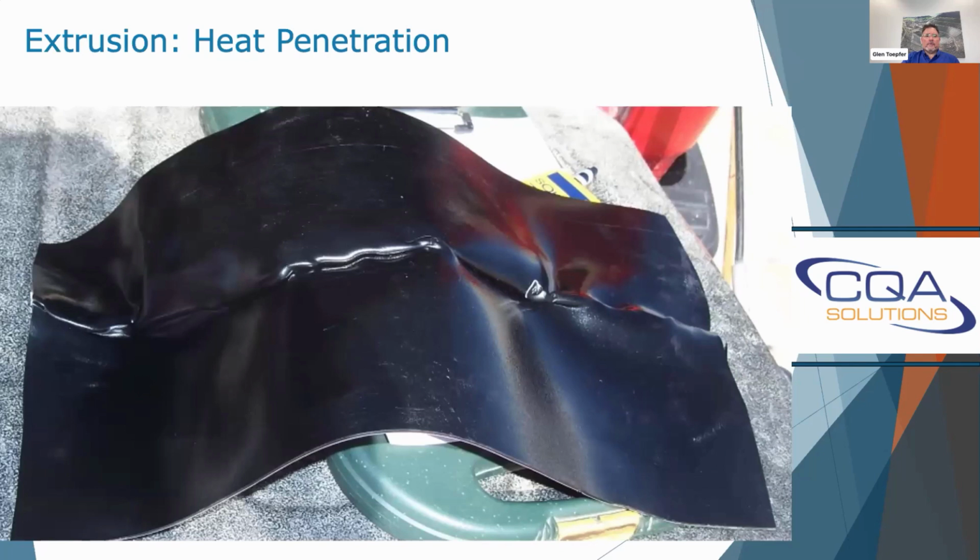Looking at the back side of extrusion welds for heat penetration, especially your trial welds, but if they cut out any patches, if you're doing destructs, look at the back of the sample for the heat penetration. This is overly penetrated here. You can see where the geomembrane's bunching up on itself.